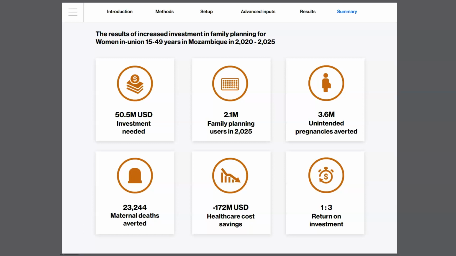And here we have these cards. For the 5 years, you would need to invest $50 million. At the end of the forecast, 2025, you have 2.1 million users. During the whole 5-year period, you would avert 3.6 million unintended pregnancies. Maternal deaths would be reduced by 23,000. The potential healthcare cost savings would be 172 million. And this would mean that the return on investment would be 1 to 3, meaning that $1 spent on contraceptives would potentially save you $3.